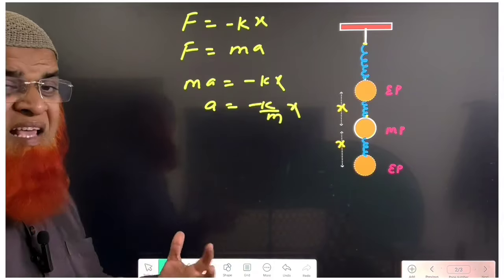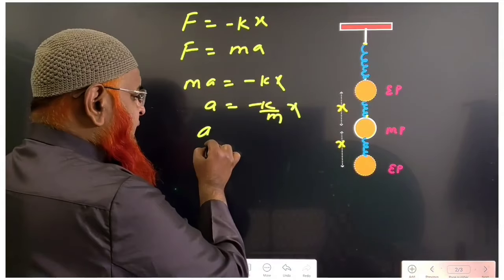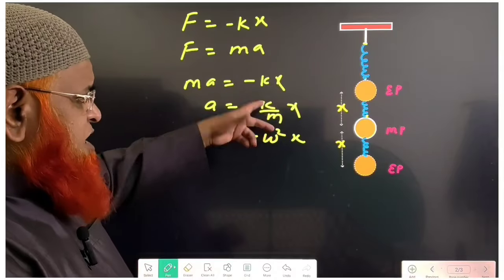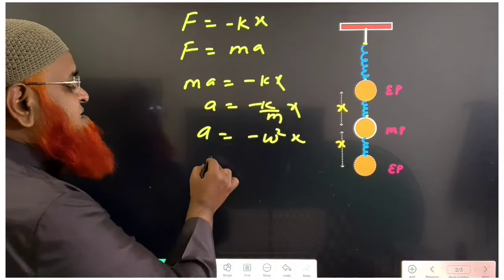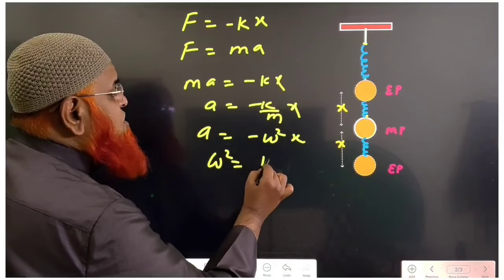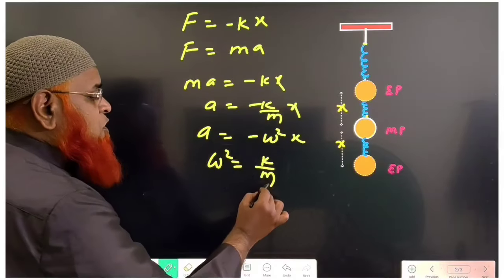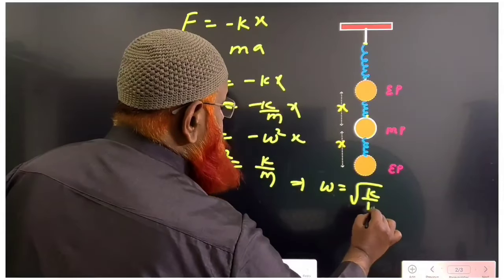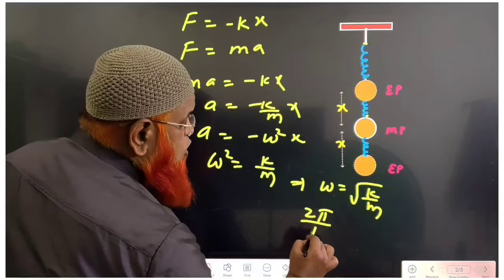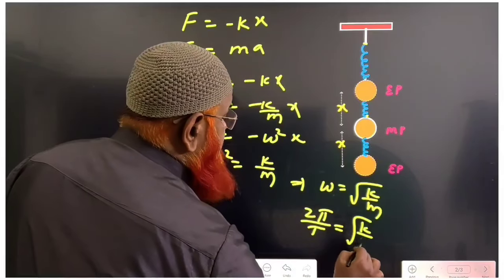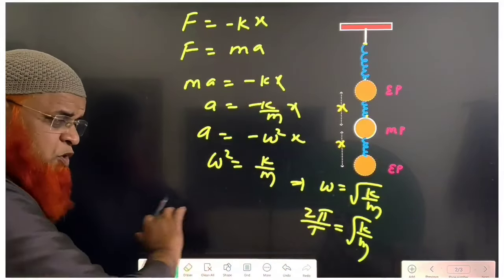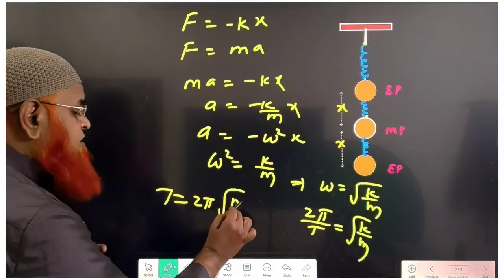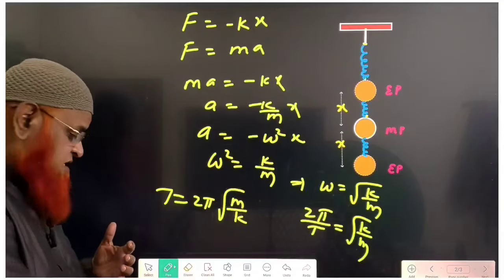You all know the general formula for acceleration: acceleration is given as minus omega square into x. Make them equal again, then what are you going to get? Omega square is equal to k by m. Therefore, omega is equal to root of k by m. You know omega is nothing but 2 pi by capital T, which is equal to root of k by m. So you make it reciprocal and do the cross product, and you get T equal to 2 pi root of m by k. That's it.